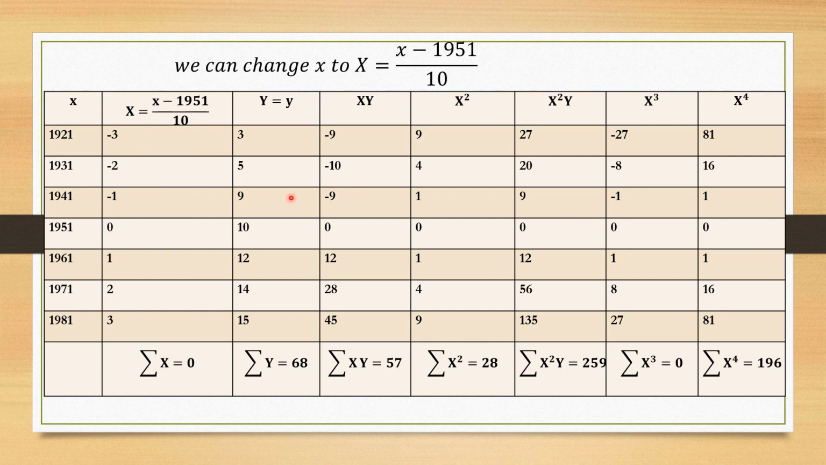Minus 2 into 5, minus 10. Minus 1 into 9, minus 9. 0 into 10, 0. 1 into 12, 12. 2 into 14, 28. 3 into 15, 45.